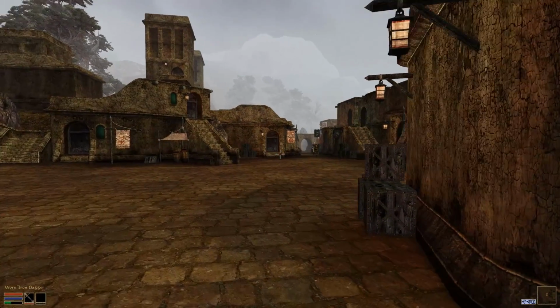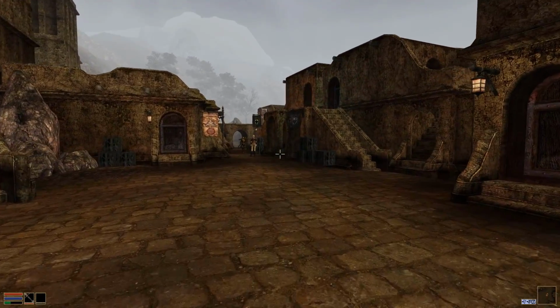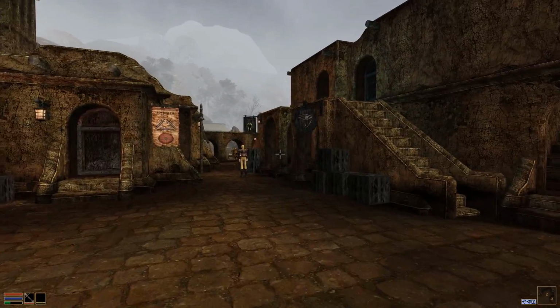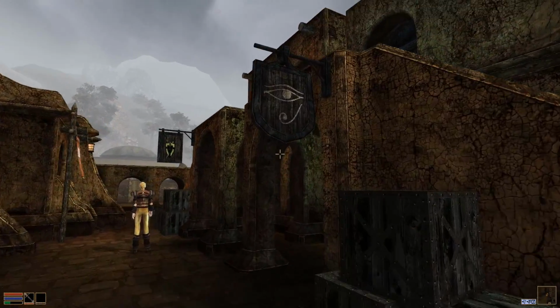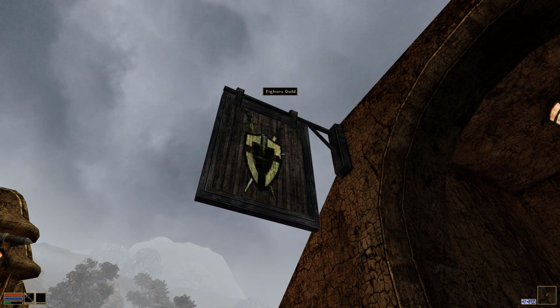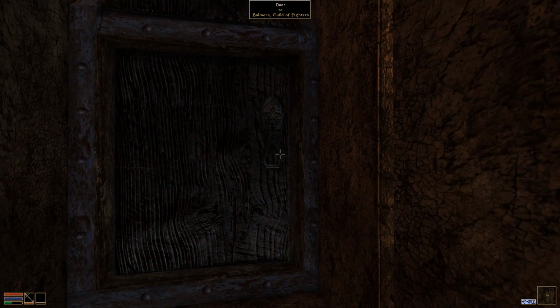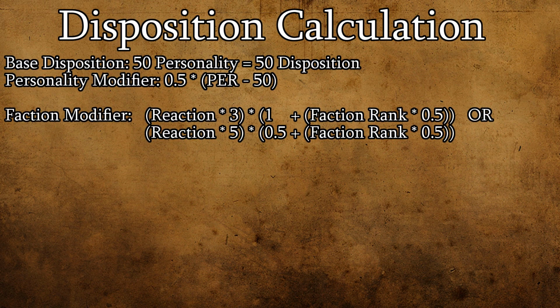Anyhow, the next major impact to NPC dispositions is your character's faction and faction rank relative to an NPC's faction, that is, if the NPC even belongs to one. Unfortunately, I found two conflicting formulae used to calculate the faction modifier. They're both on screen now. The result of this formula is added to your previously calculated disposition.